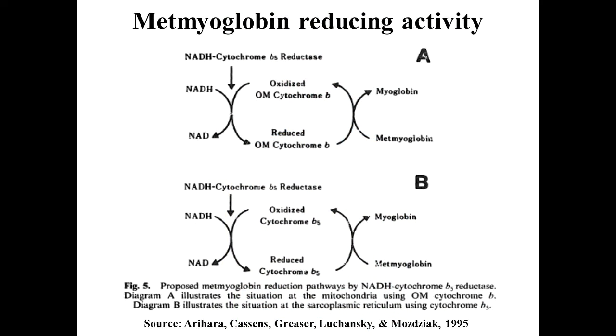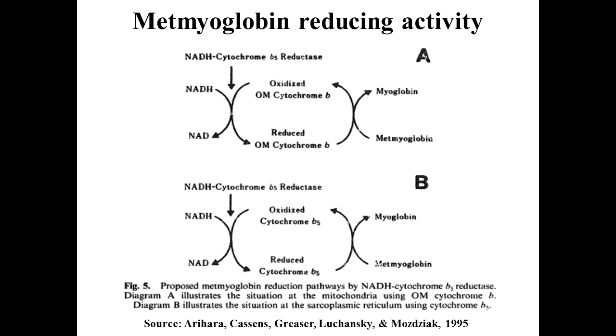A completely different mechanism is governed by the metmyoglobin reducing system. It is attributed to NADH cytochrome b5 reductase, which is present in mitochondria as well as sarcoplasmic reticulum. At mitochondria, it utilizes outer mitochondrial membrane cytochrome b5 as an electron transfer mediator, which is converted from oxidized to reduced form, which in turn reduces metmyoglobin to myoglobin. While, as seen in part B, at sarcoplasmic reticulum the electron transfer mediator is cytochrome b5, the reduced form of which again converts metmyoglobin to myoglobin.